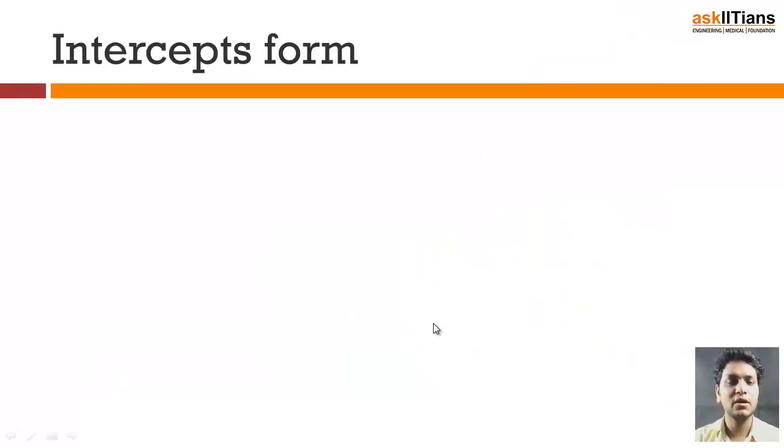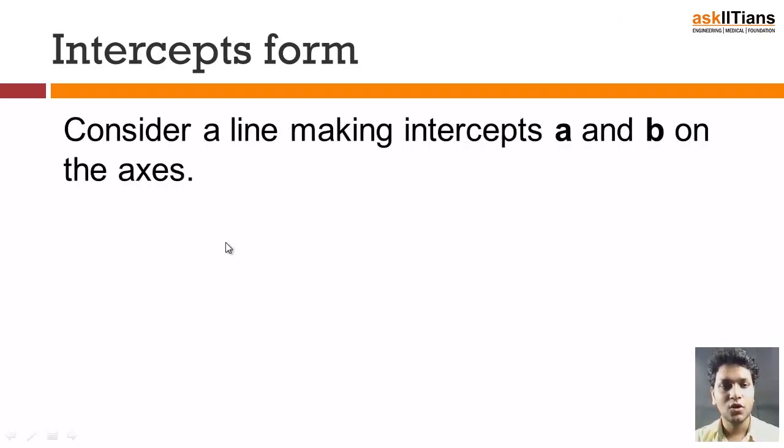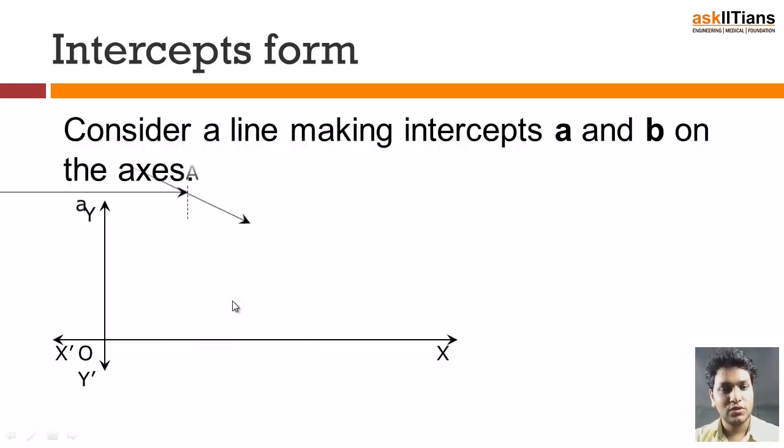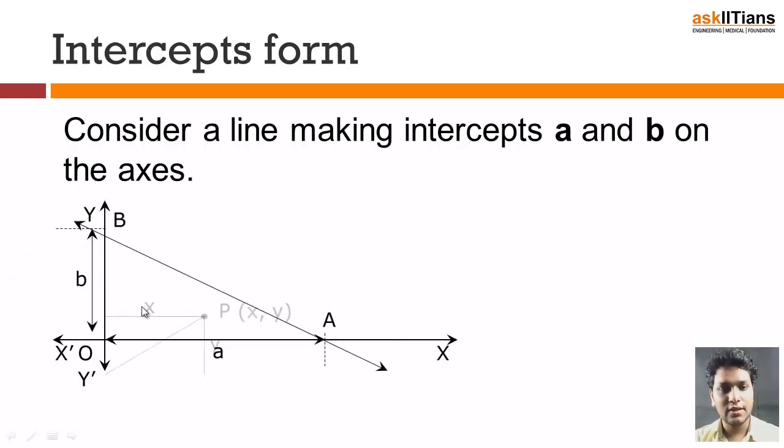Moving on to the next part, intercept form. As we have just learnt intercepts in the past slides, let us see how this intercept form is going to look like. First of all, we have to consider a line making intercepts a and b on the axes. These are the two intercepts about which I am talking about. P is the point which is on the line, and this is the final format. This is how the line is going to look like.